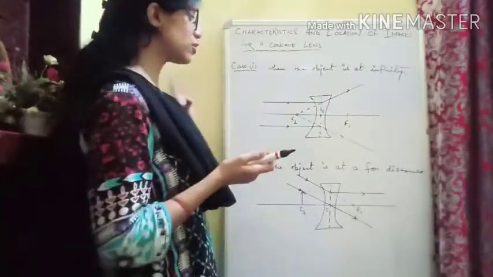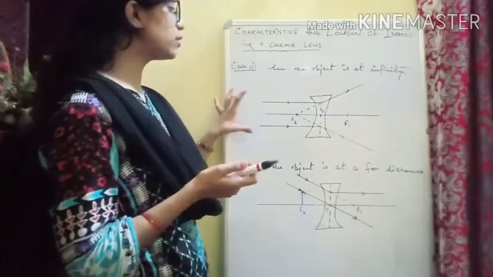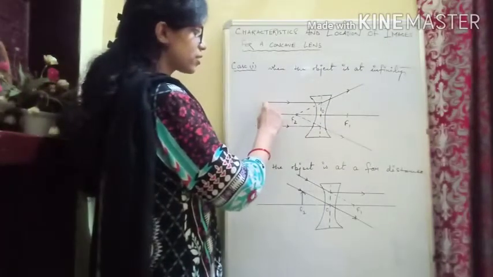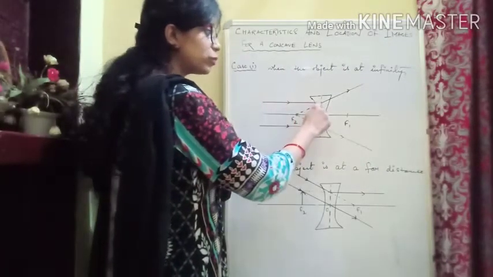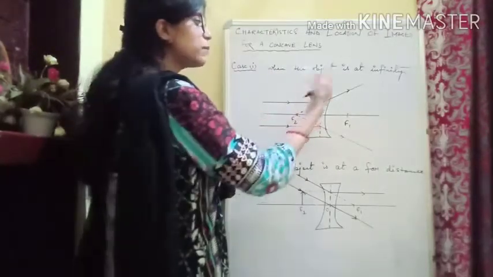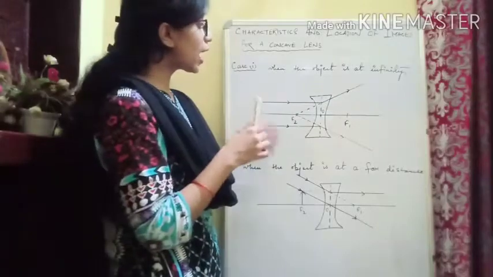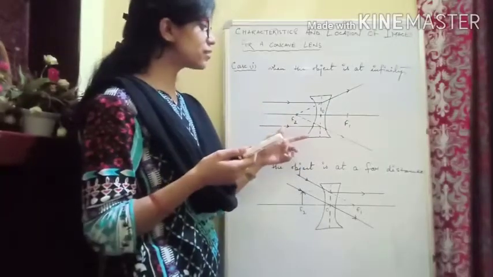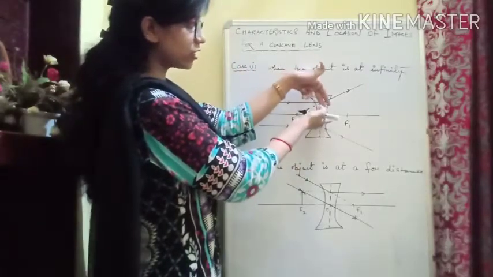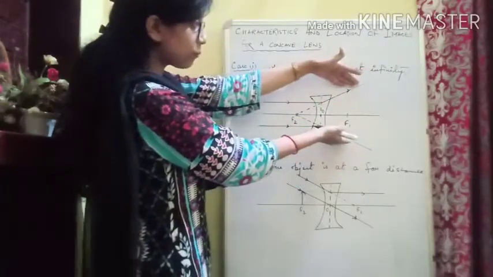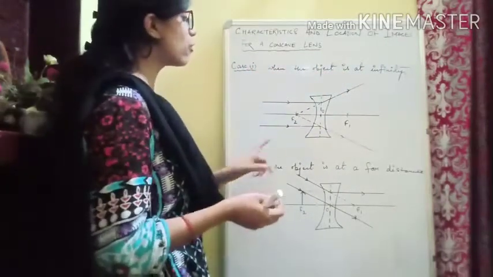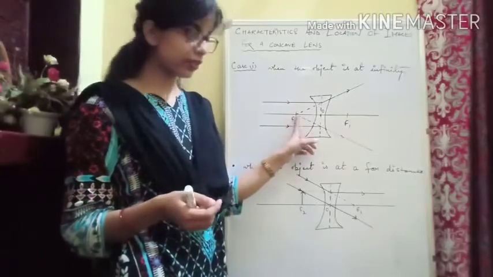We have learned that when the object is at infinity, the rays coming from the object will be parallel to the principal axis. So one ray is coming from the object parallel to the principal axis, and you know that after refraction it will appear to pass from the second focus. And as you also know, this concave lens is a diverging lens. So two rays are coming parallel. After refraction they are diverging. The point from where they appear to diverge is this point. So the image will be formed at this point, that is the second focus.